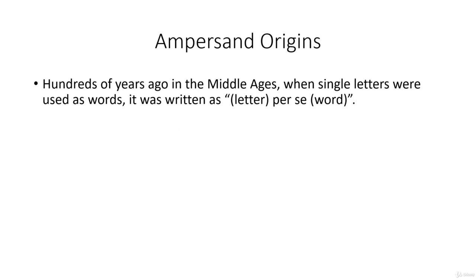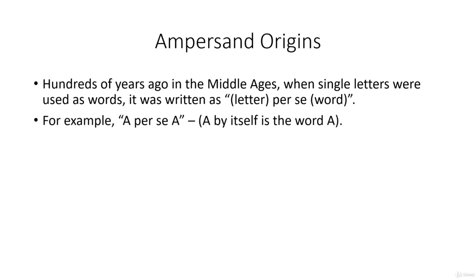So if we think about the origins of this word, hundreds of years ago in the Middle Ages, when single letters were used as words, it was written as letter per se word, where per se is Latin, meaning sort of in and of itself. So, for example, the letter A, when used as a word, would be said as A per se A, meaning A by itself is the word A.